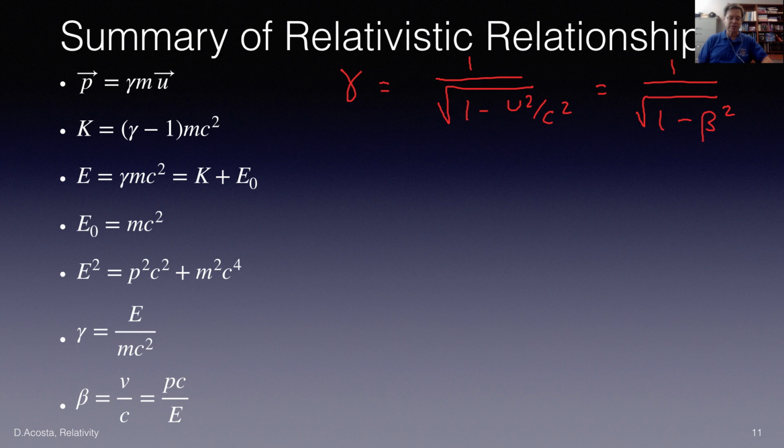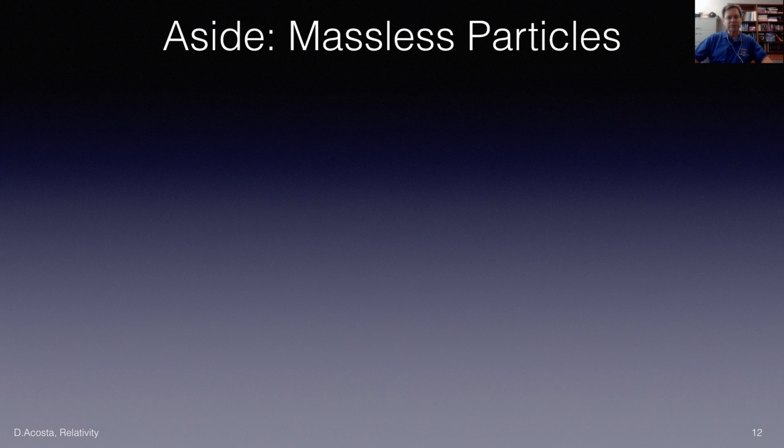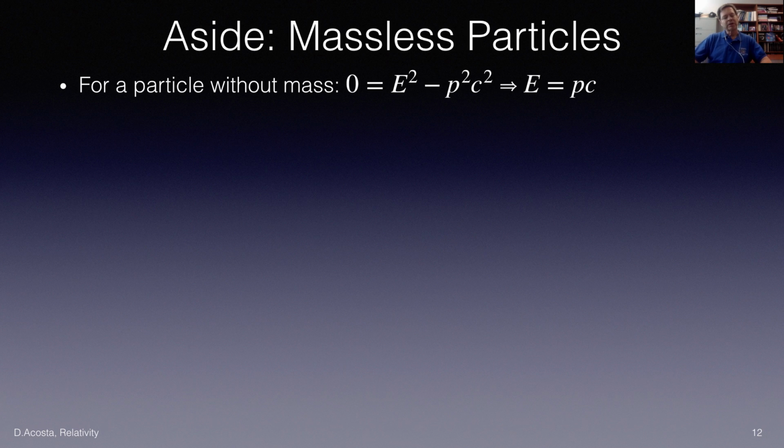Let me just point out one fact about this equation that involves the rest mass energy squared. Let's talk about massless particles. For a particle without mass, m squared c to the fourth would be 0. And that has to equal E squared minus p squared c squared by the equation we just had on the previous slide. That is true if E equals pc. In other words, for a massless particle, its total energy is just its total momentum times the speed of light. All right? So very compact.